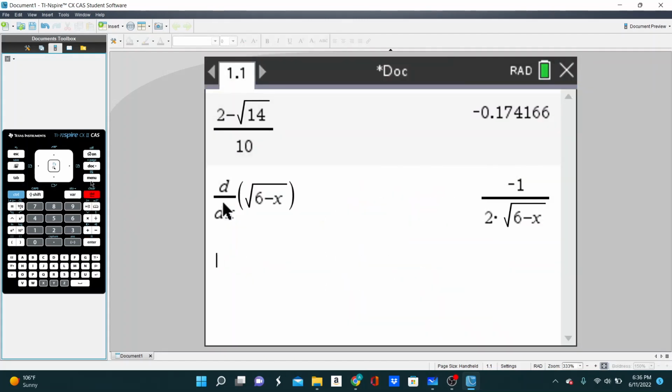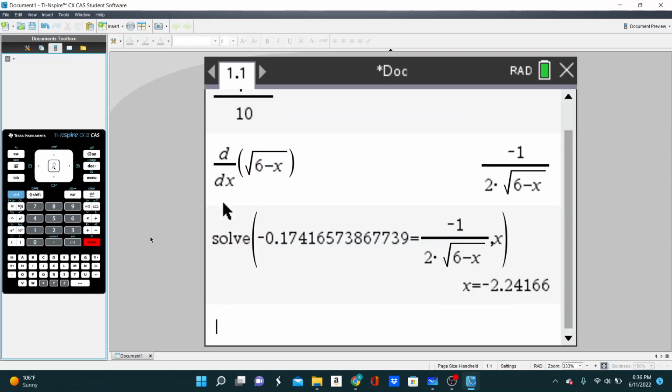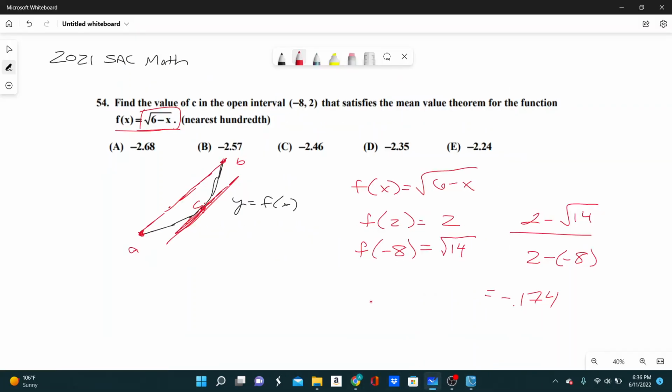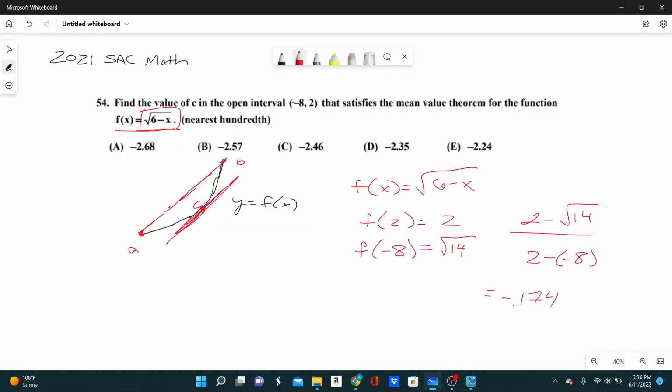So I'm going to say this equals this, comma x. We get a value of -2.2. Let's see if that's an answer. Okay, so it looks like we have -2.24. Is that what we got? Yes, so -2.24. So that's answer choice E.